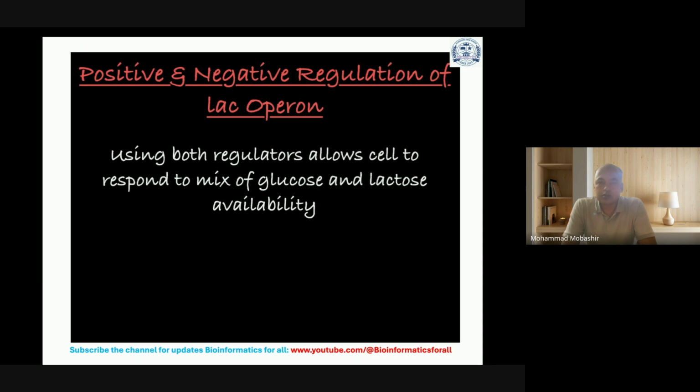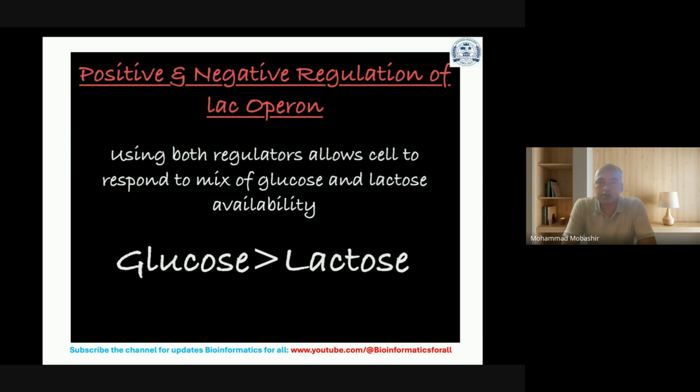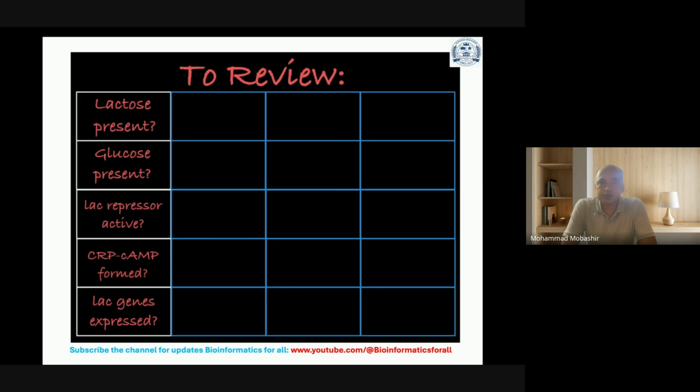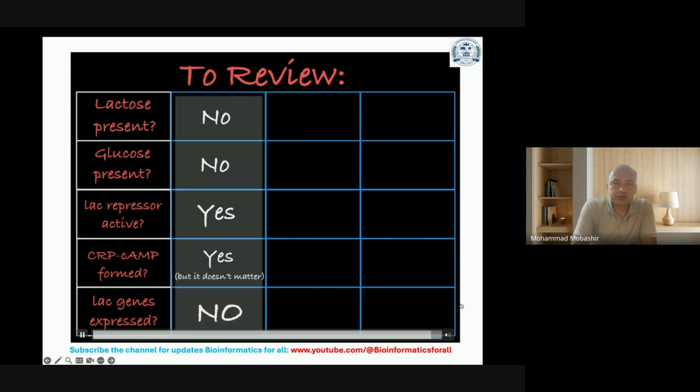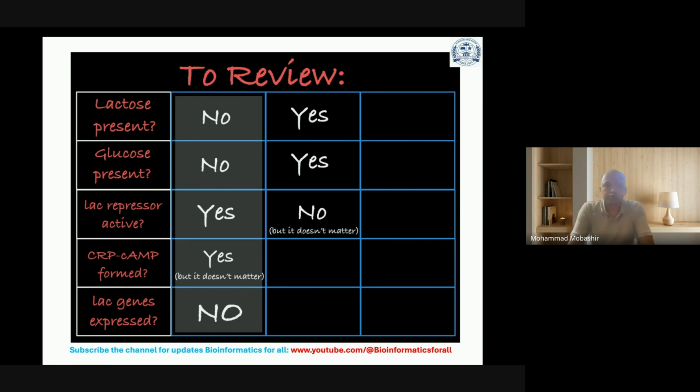Using these two regulators together means the cell can respond appropriately to the mix of glucose and lactose in the environment, allowing the cell to be as efficient as possible, breaking down glucose instead of lactose when they're both present, but relying on lactose when glucose is not available. So to review, in the absence of both lactose and glucose, the lac I repressor is active, so the lac operon genes are not expressed. In the presence of both glucose and lactose, the lac I repressor is inactive, but the CRP cyclic AMP complex is not available to bind to the promoter.